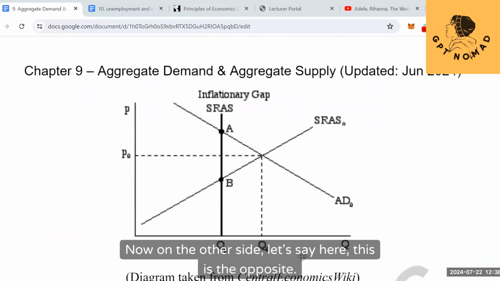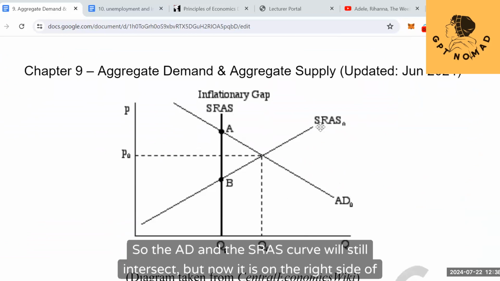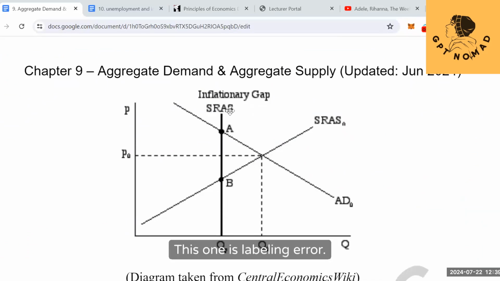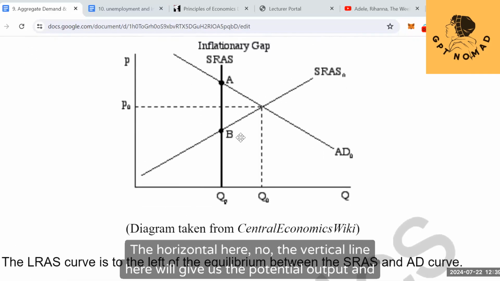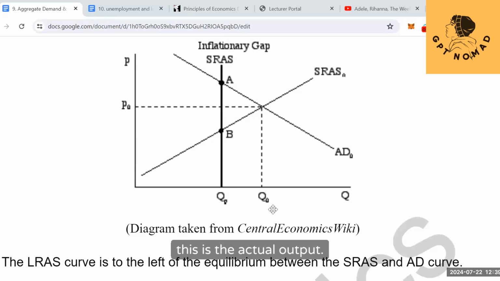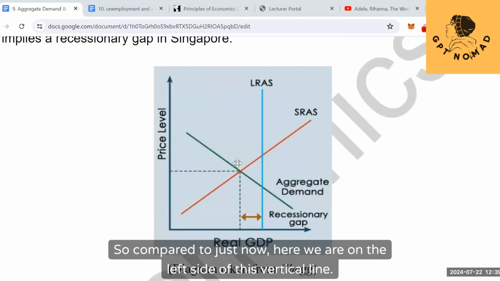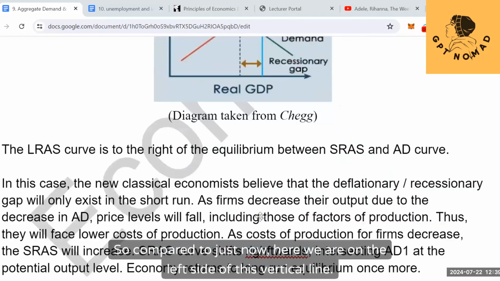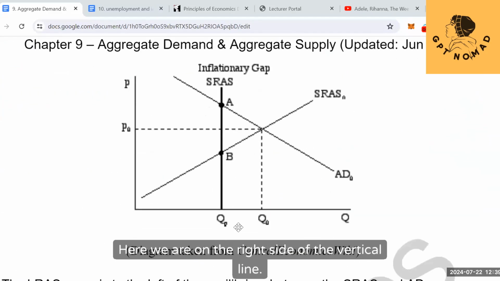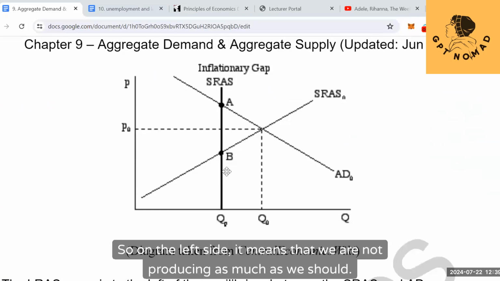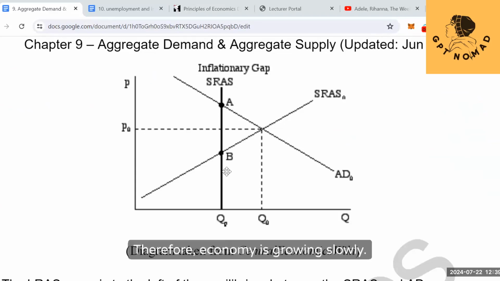Now, on the other side, this is the opposite. The AD and the SRAS curves still intersect, but now it is on the right side of the LRAS. This one is a labeling error; this is LRAS. The vertical line here gives us the potential output, and this is the actual output. Compared to just now, where we were on the left side of this vertical line, here we are on the right side of the vertical line. You can see the difference. On the left side, it means that we are not producing as much as we should. Therefore, the economy is growing slowly and unemployment is higher.